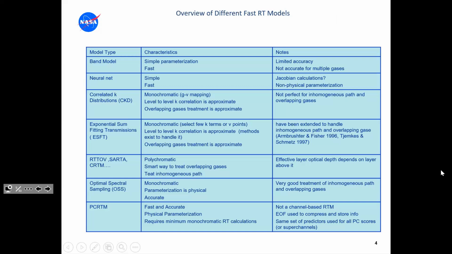Older models are using kind of a band model. Limited accuracy, not accurate for multiple gases. And then, of course, the neural network. In the old days, the neural network was not popular, although people were using it, but there are some limitations, like how accurate is the Jacobian, the weighting function calculation, and it's not physical parameterization.